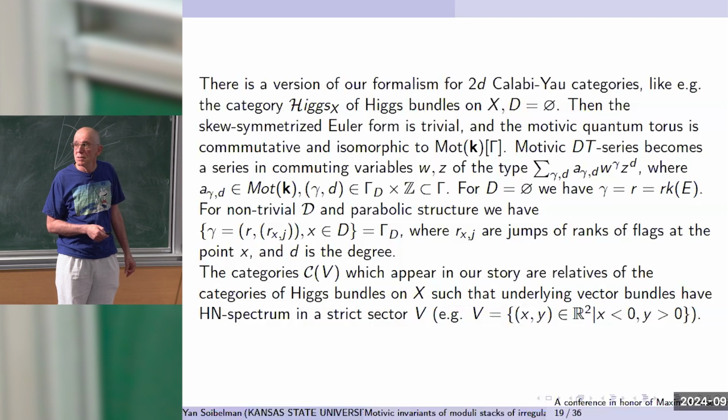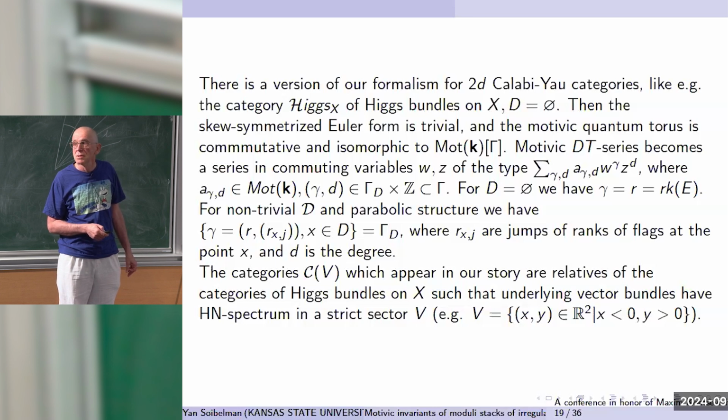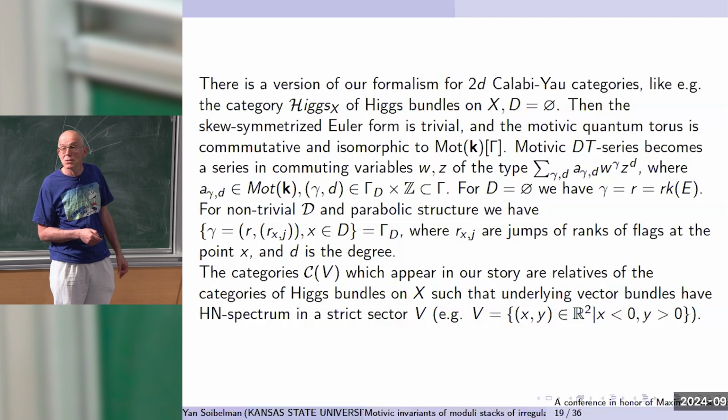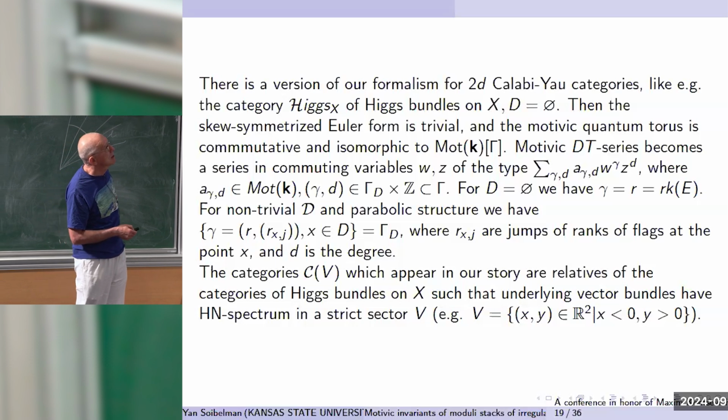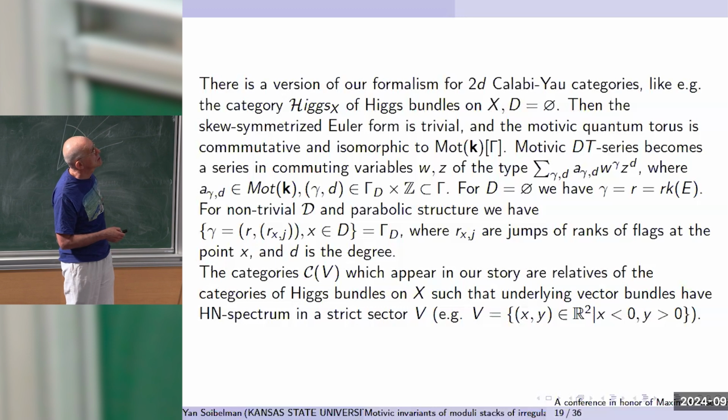You can do it for any category, right? You don't need any Calabi-Yau. No, I need quantum homomorphism and the quantum torus. And you're saying this still exists in this? Yeah. But in the 2D case, it will be commutative. So that's the point.